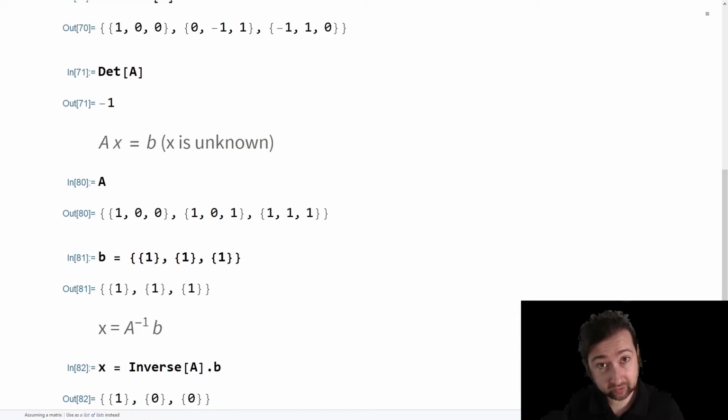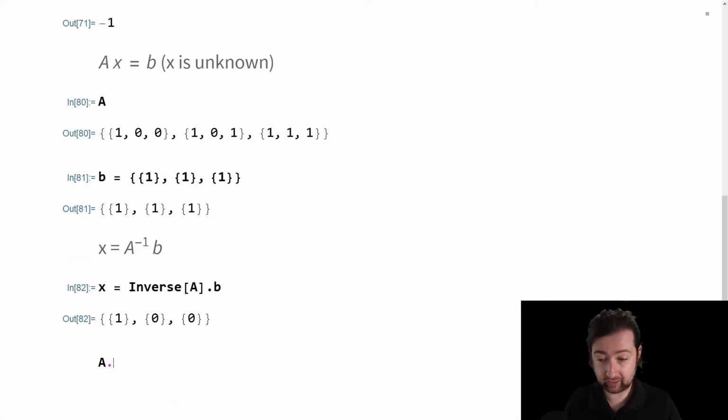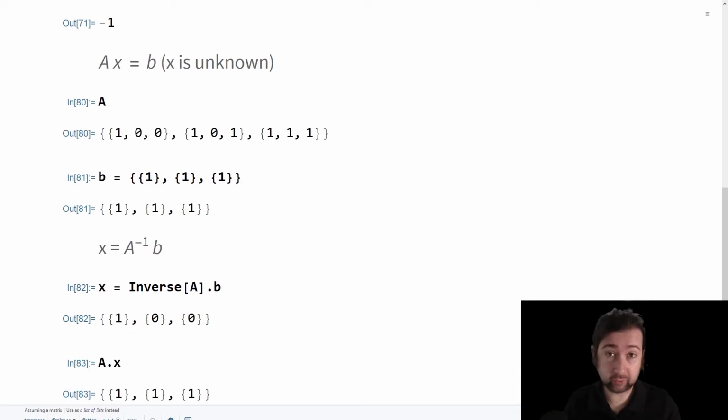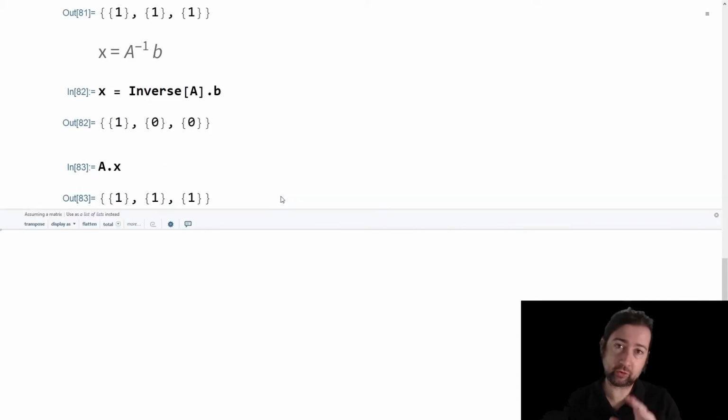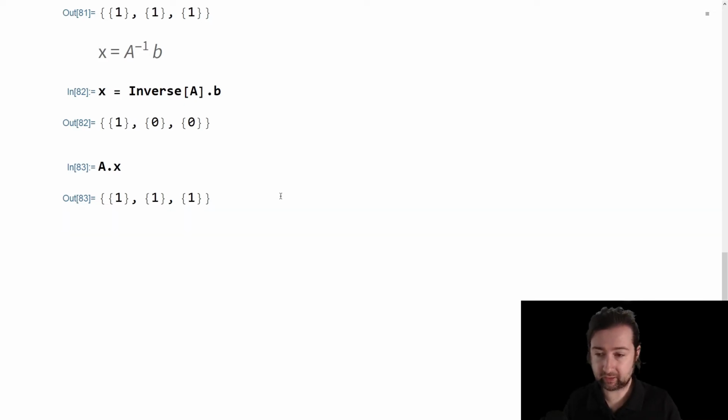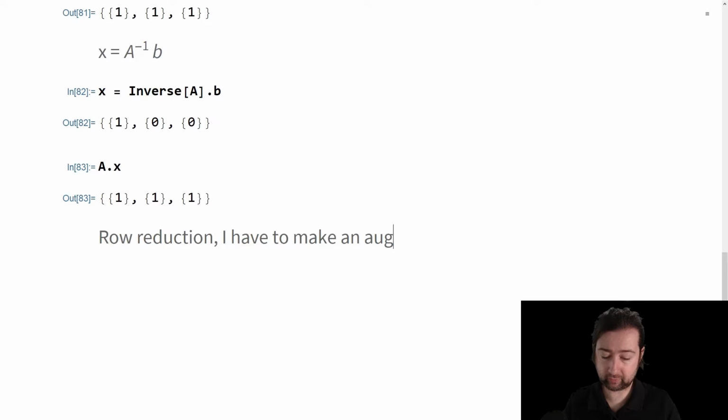And I can check to make sure that my answer is correct by just computing A times X. So A times X is 1, 1, 1, which was B. So I've solved the problem with this inverse method. Another way that we learned is with row reduction. So row reduction actually is going to allow me to show you a trick that you can use for manipulating matrices. What I'd like to do is make an augmented matrix. If I want to work by row reduction, I have to make an augmented matrix.